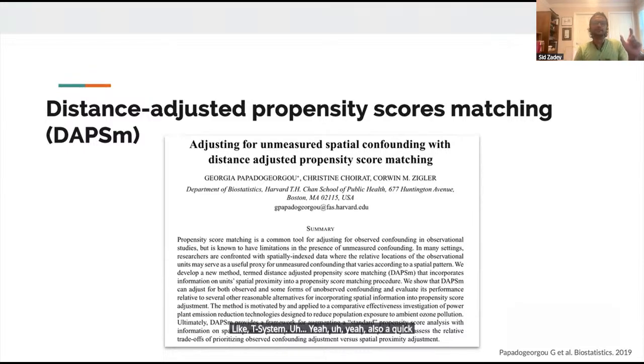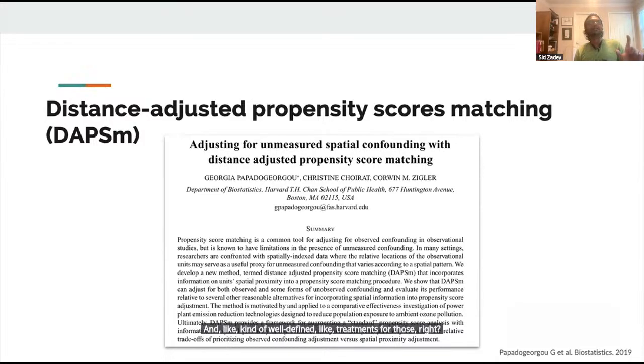So this works really well. I'll take a step back. This is useful for spatial data sets where you have units and well-defined treatments for those, right?